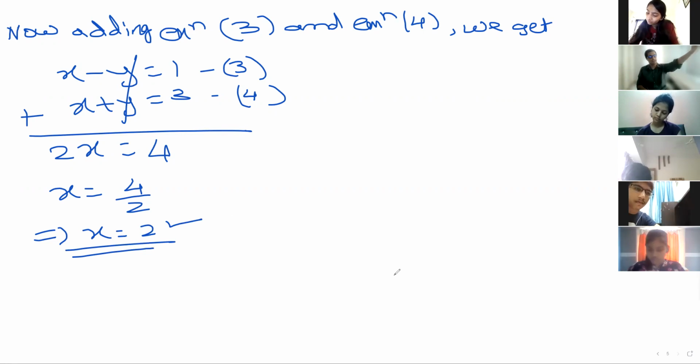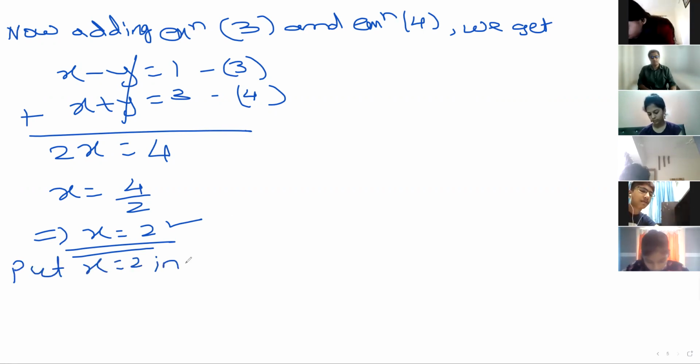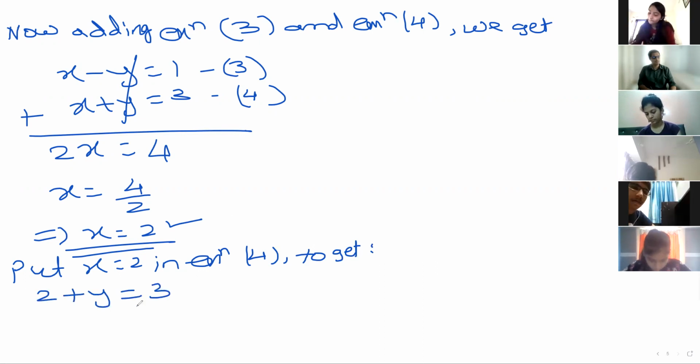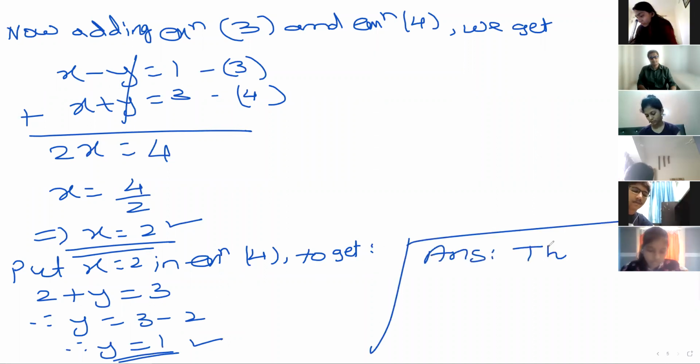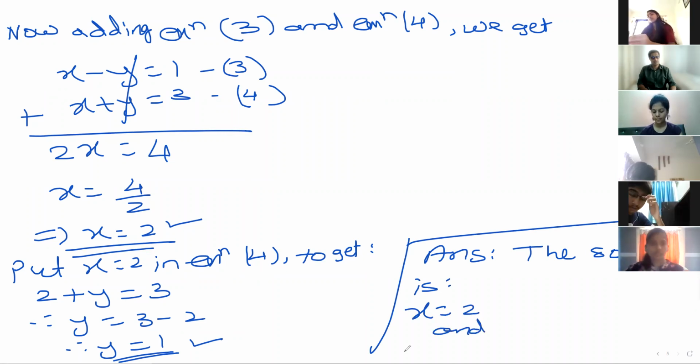You can put this in any one of the equations you want. I would suggest putting it in equation 4. Look, put x is equal to 2 in equation 4 to get, what do you get? 2 plus y is equal to 3. So y is equal to 3 minus 2, so y is equal to 1. So write down the answer. The solution is x is equal to 2 and y is equal to 1. Got it?